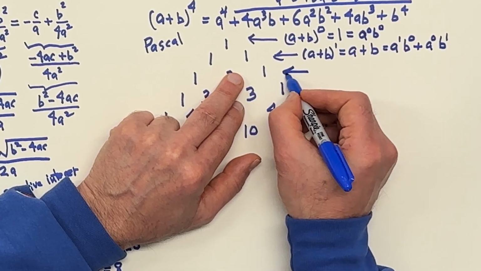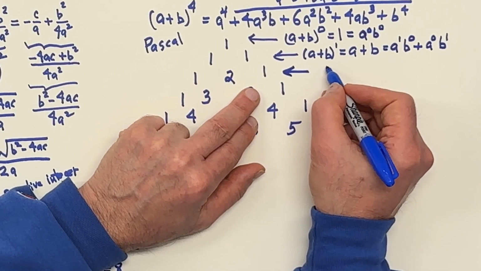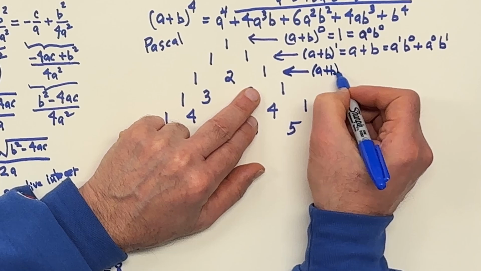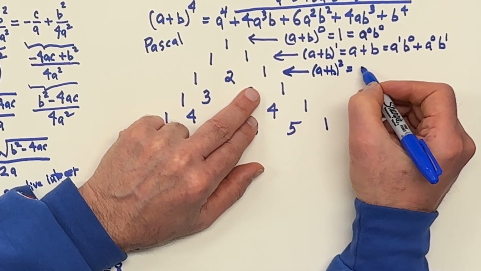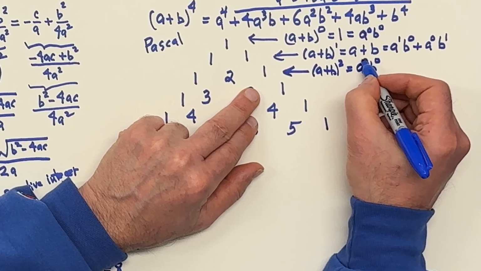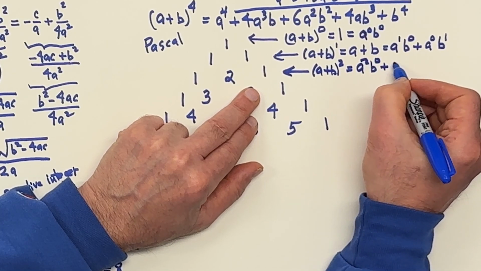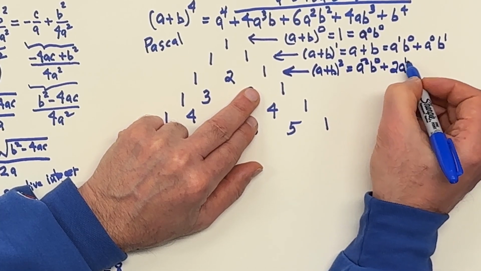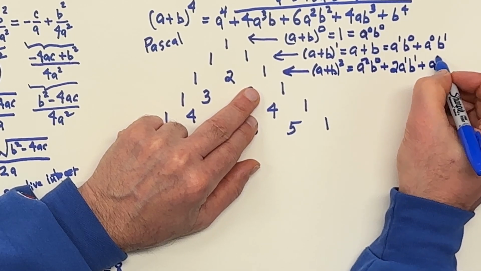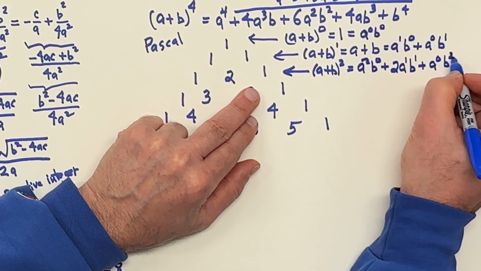Then the next one, you would have, this is a plus b squared, and you would have here a squared b to the 0th plus 2 a to the 1, b to the 1 plus a to the 0th b squared.